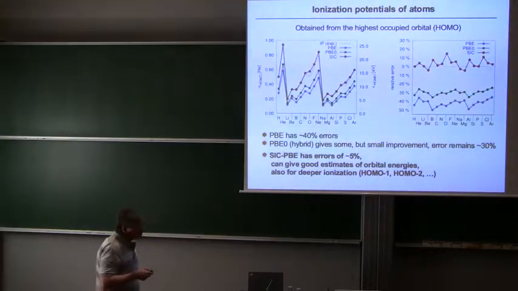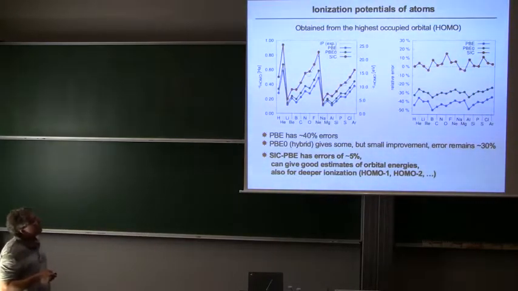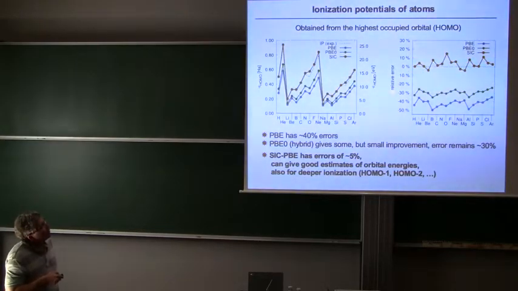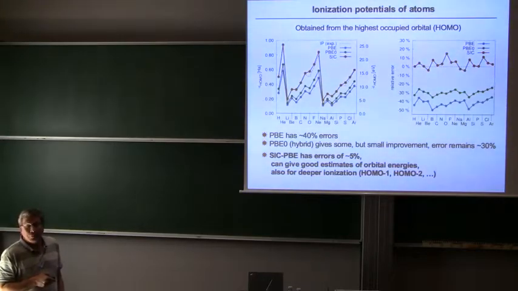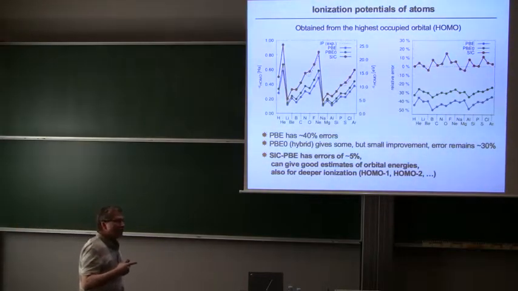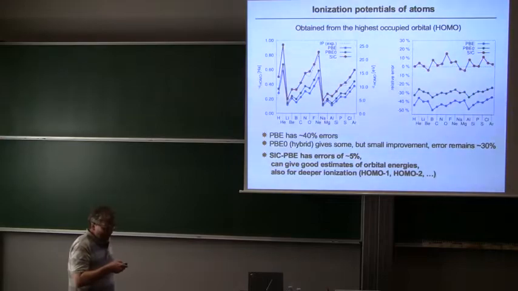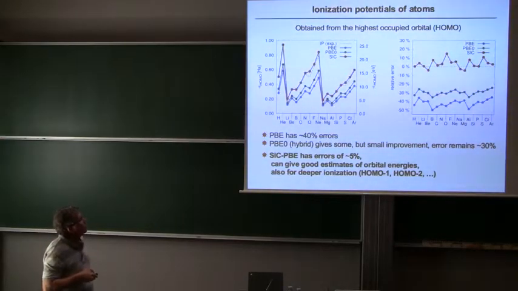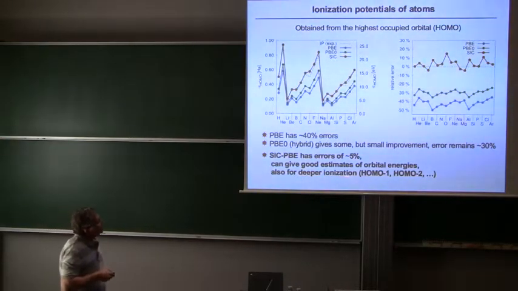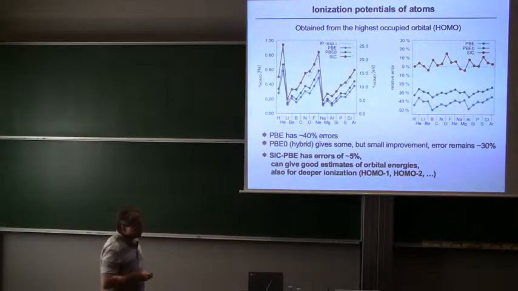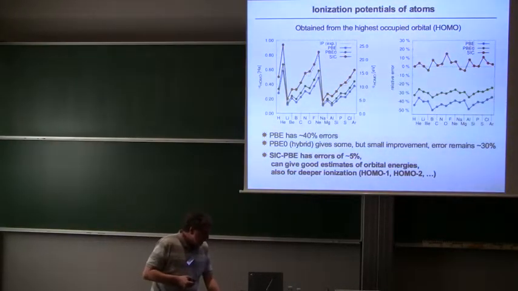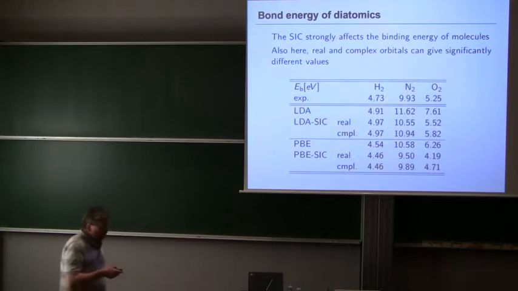Now let's look at orbital energies. The nice thing is that not only is the total energy improved, but also the orbital energy. Here's the HOMO, the relative error in the HOMO. And you see that it's now as good as Hartree-Fock. So now both total energy and orbital energies are improved. And that's not only for the HOMO, but also for the lower ones, HOMO minus 1, HOMO minus 2. So this then brings back the meaningful orbital energy.